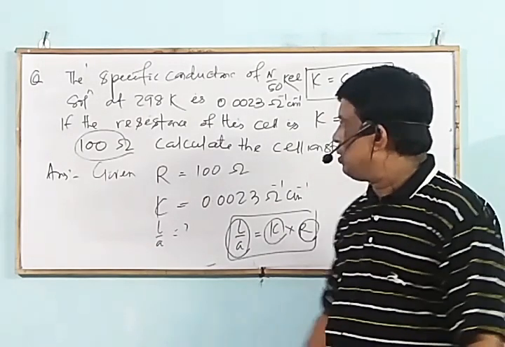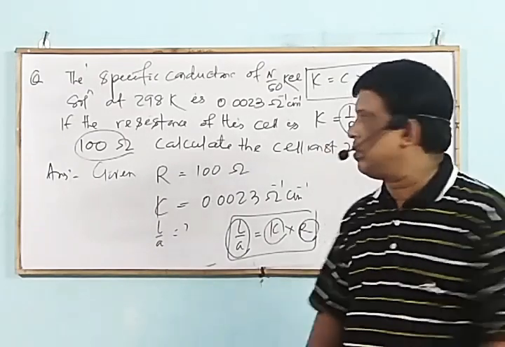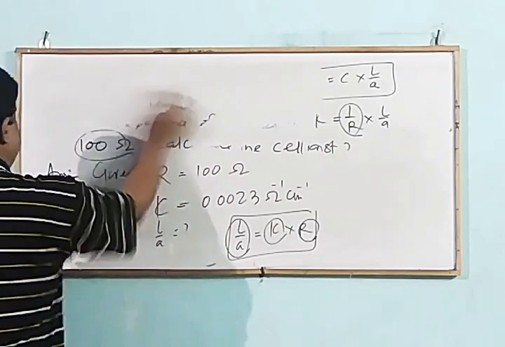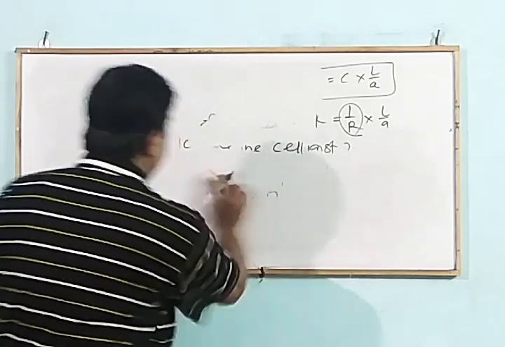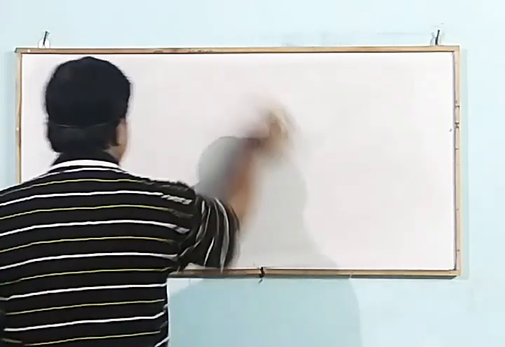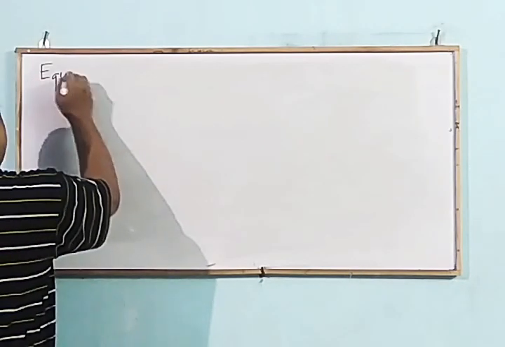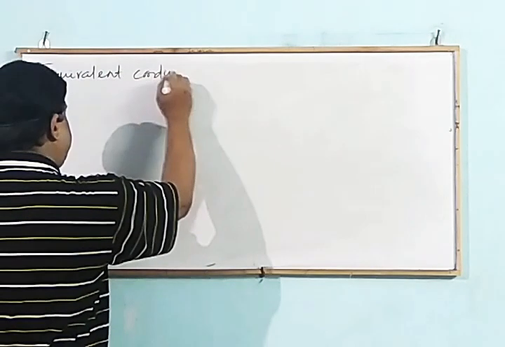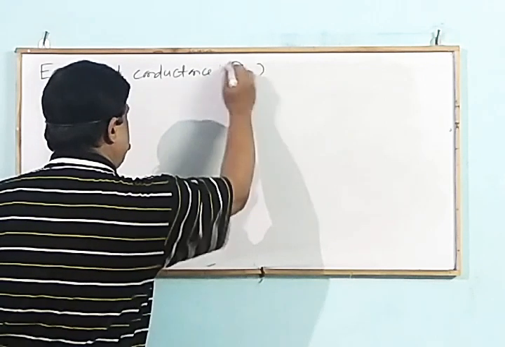Next, we switch over to another term, known as equivalent conductance. It is very important from the council point of view. Symbol: lambda EQ.